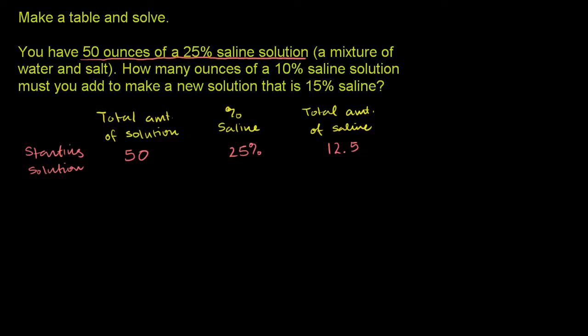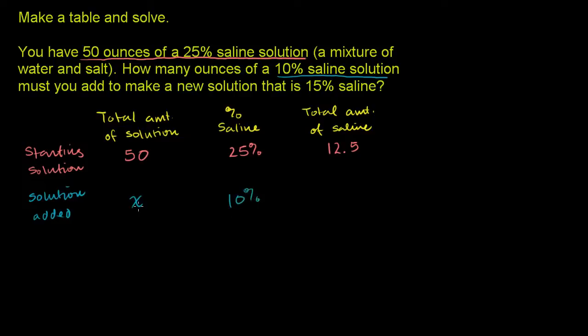Now, let's talk about what we're going to add to it. We are going to add, so solution added. Now, they say how many ounces of a 10% solution. So we don't even know how many ounces we're going to add. That's what we have to actually solve for. So let's call that x, for the amount of solution that we have to add. We don't know how much we're going to add, but we do know that it is a 10% saline solution.